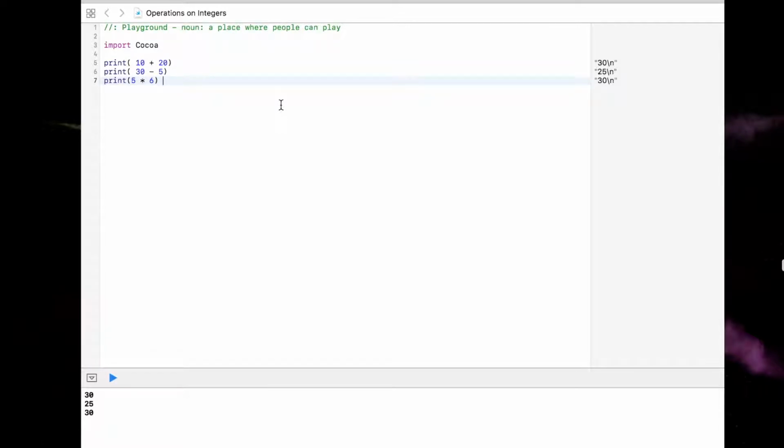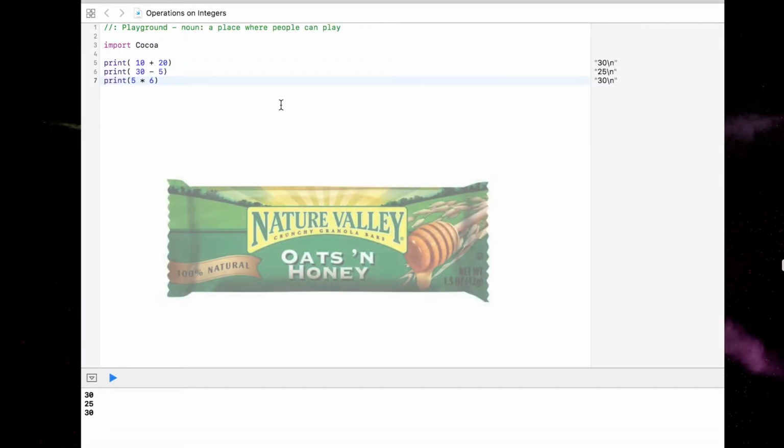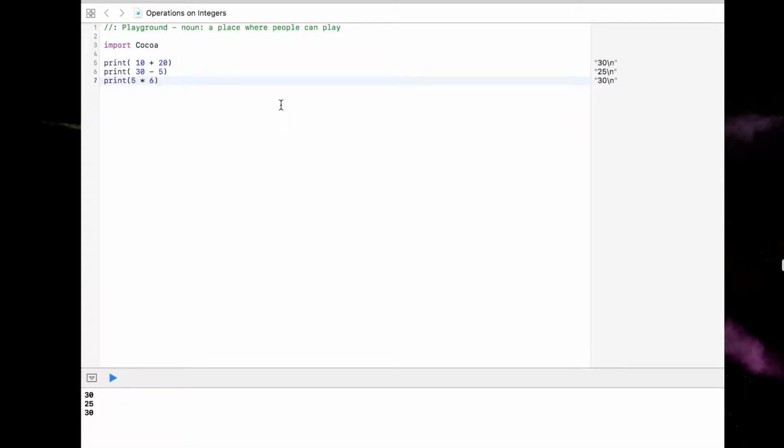The compiler respects the mathematical principles of precedence and associativity, the order of operations, when there are multiple operators in a single expression. And I'm going to demonstrate that by saying print 10 plus 2 times 5. What do you think that's going to be? The result is going to be 20 because 2 times 5 is evaluated first.